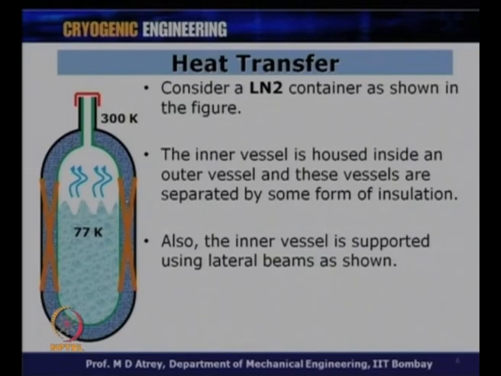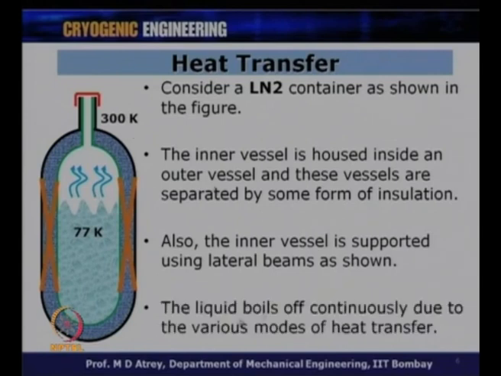But do not forget that for lateral beams, one part is at 77 Kelvin, the other part is at 300 Kelvin. That means it is going to bring some heat inside. And what you see in a bluish color could be some kind of insulation, so as to prevent the amount of heat leak from 300 Kelvin to 77 Kelvin. The liquid boils off continuously due to the various modes of heat transfer. So, as I said, whatever you do, the boil off will happen continuously, and you can always see the vapors coming out of this.